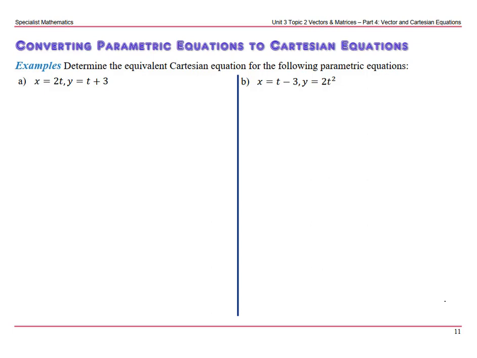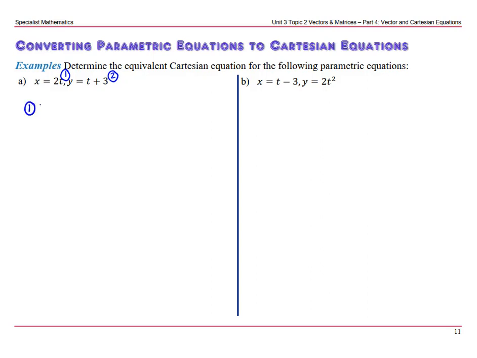So let's look at some examples where we convert parametric equations to Cartesian equations. Determine the equivalent Cartesian equation for the following parametric equations: x equals 2t and y equals t plus 3. So firstly, label your two equations, equation 1 and equation 2.